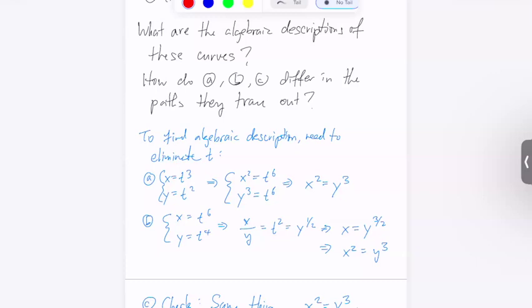Any questions? Could you get the original parameterization from the algebraic description? No, in general there are many parameterizations for a given algebraic description. If you're just given an algebraic description, there are many ways for you to parameterize something. It's very hard to get the original one. But from a given parameterization, you could always find an algebraic description, given it's nice enough.